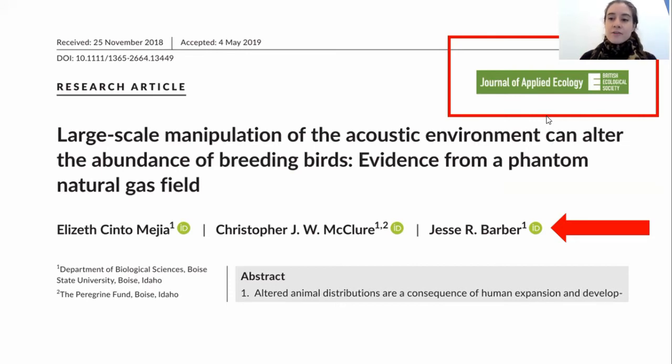And if you look at the red arrow, you will see there's my name and then two other names. These are the other people that not only helped me with my project from the beginning to end, with stats, with fieldwork, but also helped me write this paper. So those are the co-authors.